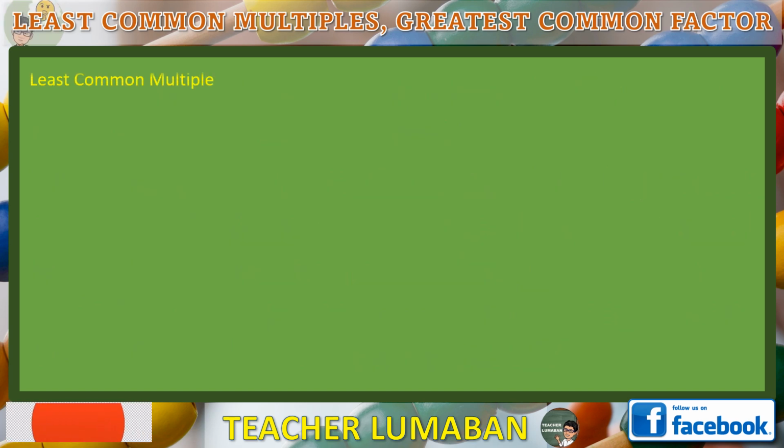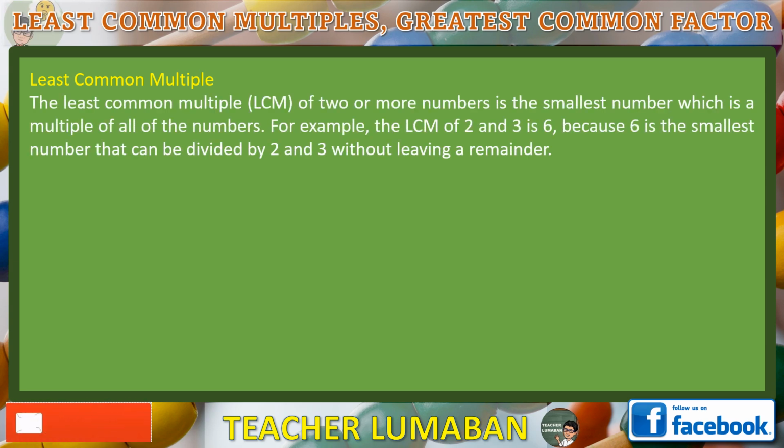Least common multiple. The least common multiple, LCM, of two or more numbers is the smallest number which is a multiple of all of the numbers. For example, the LCM of 2 and 3 is 6, because 6 is the smallest number that can be divided by 2 and 3 without leaving a remainder.